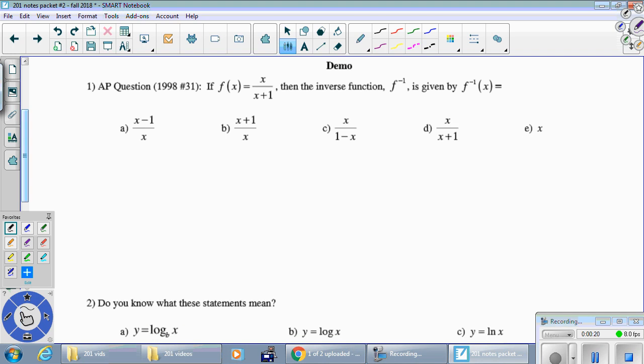Okay, here's an old AP question. If f of x is equal to x over x plus 1, then the inverse function, f inverse, is given by, and then this is a multiple choice. Those are 5 options. So let's go ahead and calculate the inverse function.